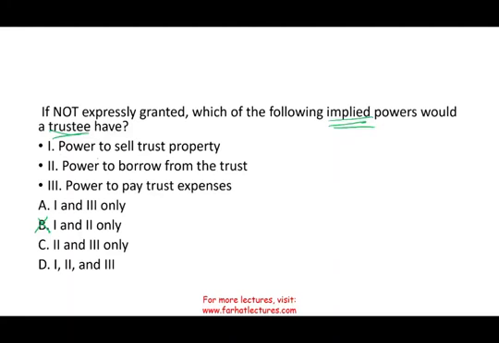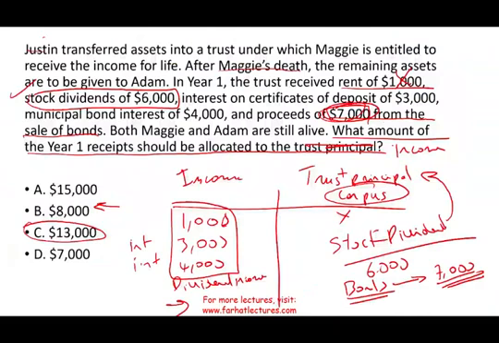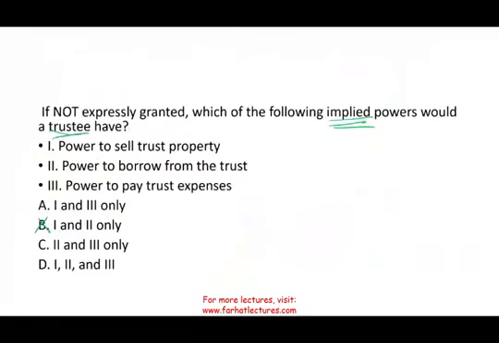Can they sell property from the trust? Well, let's go back to this question here. If you can answer this question correctly, then you would know whether they can sell or not. Notice here, proceeds of $7,000 from the sale of the bond. So can they sell assets from the trust? Yes, they can. The power to sell property, yes, they can.